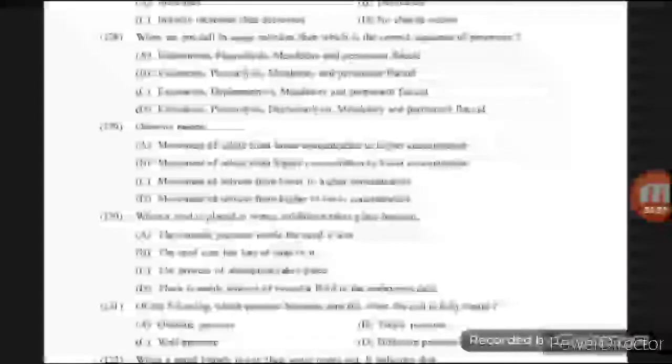So when a seed is placed in water, imbibition takes place because the process of absorption also takes place there. So due to this, when the seed is placed in water, imbibition starts. Therefore, for question number 130, this option is the correct answer.